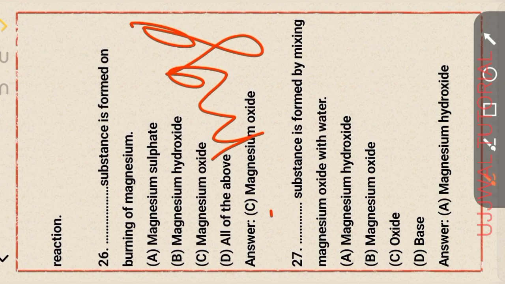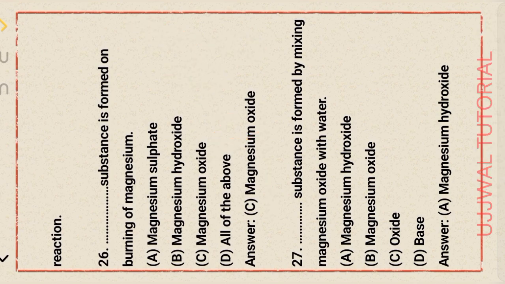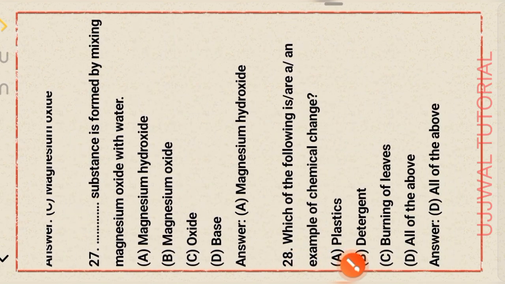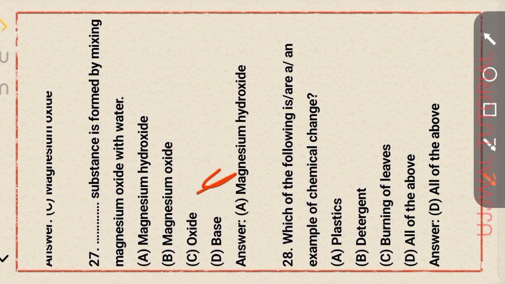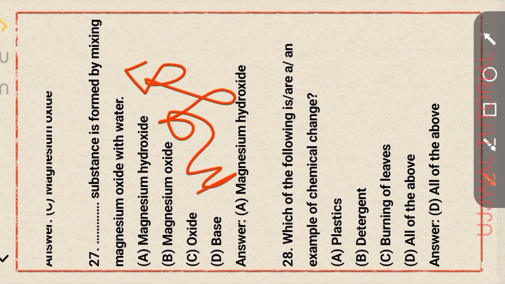Okay. Next question, question number 27. The substance formed by mixing magnesium oxide with water is magnesium hydroxide. That is the formula Mg(OH)2. Okay, magnesium hydroxide.